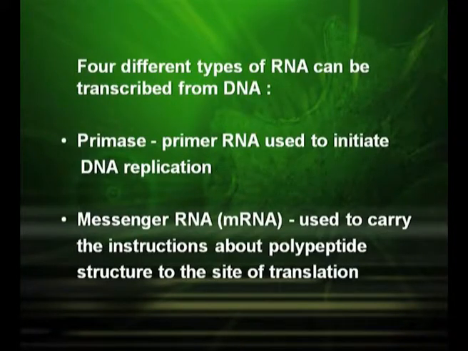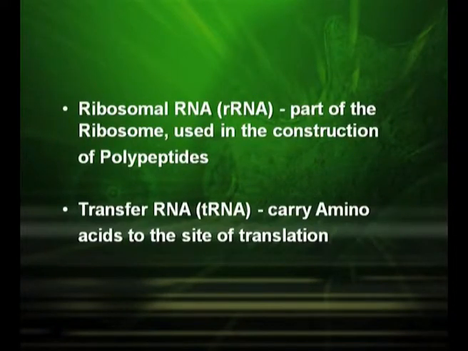So let us quickly revise the four different types of RNA that are transcribed from DNA. Besides messenger, ribosomal and transfer RNA, we have another one, the primer RNA, made by primase, which you have studied in DNA replication. The primer RNA is used to initiate DNA replication. The messenger RNA is used to carry the instructions about polypeptide structure to the site of translation. Ribosomal RNA is part of the ribosome, which is used in the construction of polypeptides, and the transfer RNA carries amino acids to the site of translation.